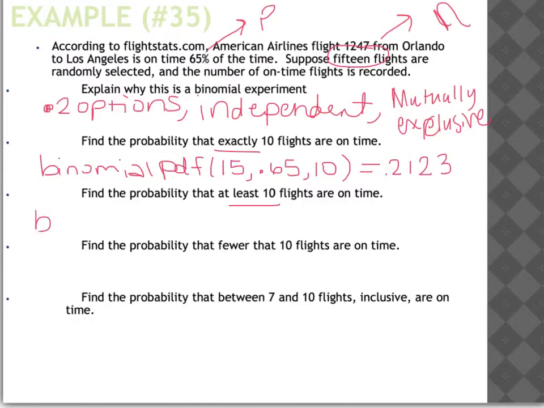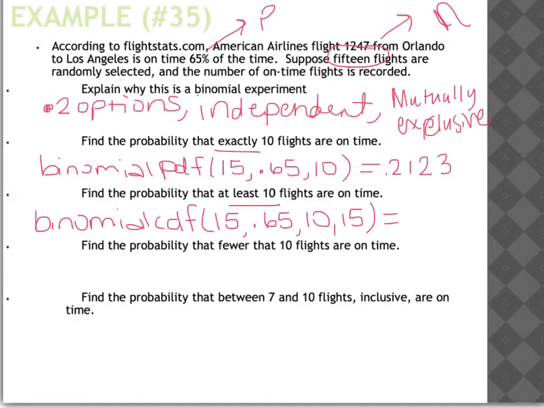So now we're moving on to the binomial CDF because we're doing a range. There's 15 trials. Our probability is 0.65. All right, 10 is the least it can be, and 15 is the most because you can't go over the number of trials. That doesn't make sense. All right, so input that into your calculator, pause the video, and see how you did.